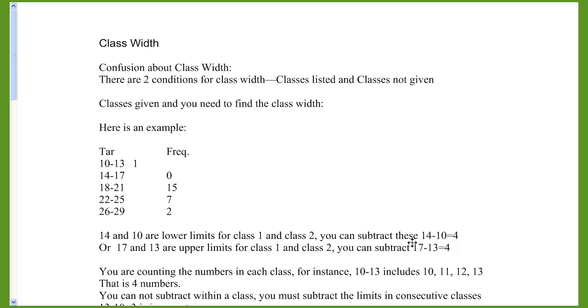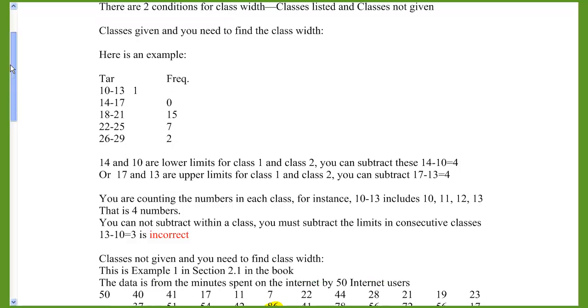And what you do is you subtract these two numbers. So you'll say 14 minus 10 gives you a class width of 4. Or you could do the upper class limits. I could say 17 minus 13 is also 4, and the class width is the same using the upper or the lower class limits. What you're actually doing is counting the numbers in each class. For instance, how many numbers are in this class? There's a 10, 11, 12, and 13. There are only 4 numbers in that class.